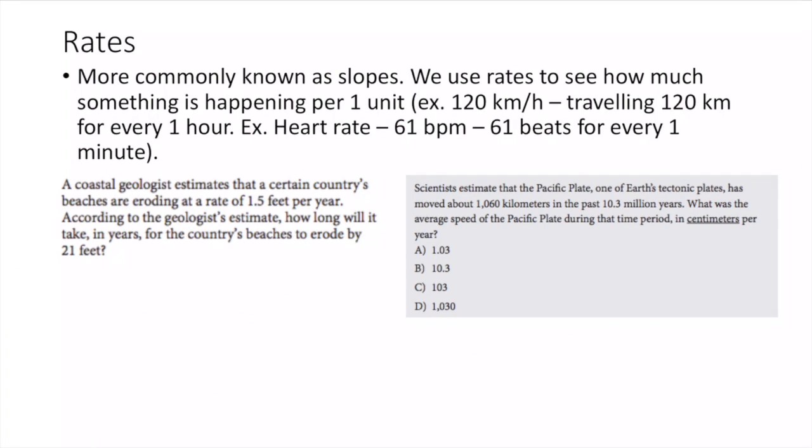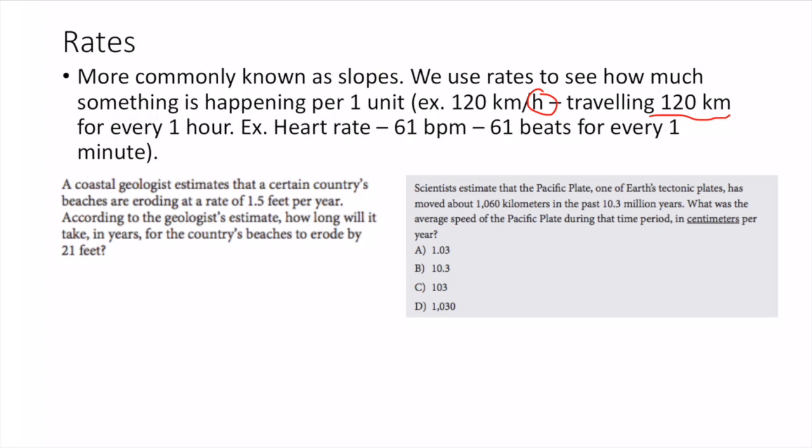Okay, so rates. We've seen this term a lot when referring to slopes. But we use rates to see how much of one thing is happening per one unit. For example, 120 kilometers an hour is a rate, and it means that I'm traveling 120 kilometers for every 1 hour. Another one would be a heart rate. Say it was 61 beats per minute. I'm measuring 61 beats for every 1 minute.